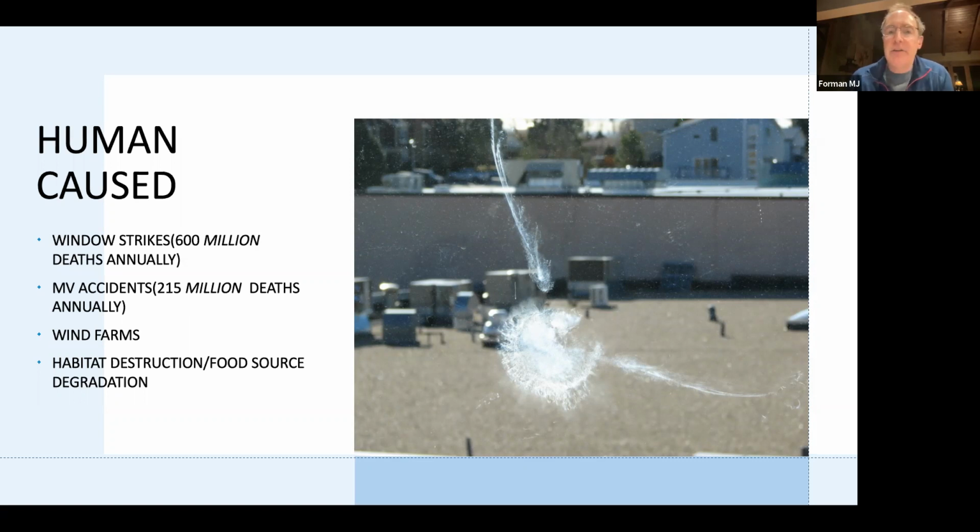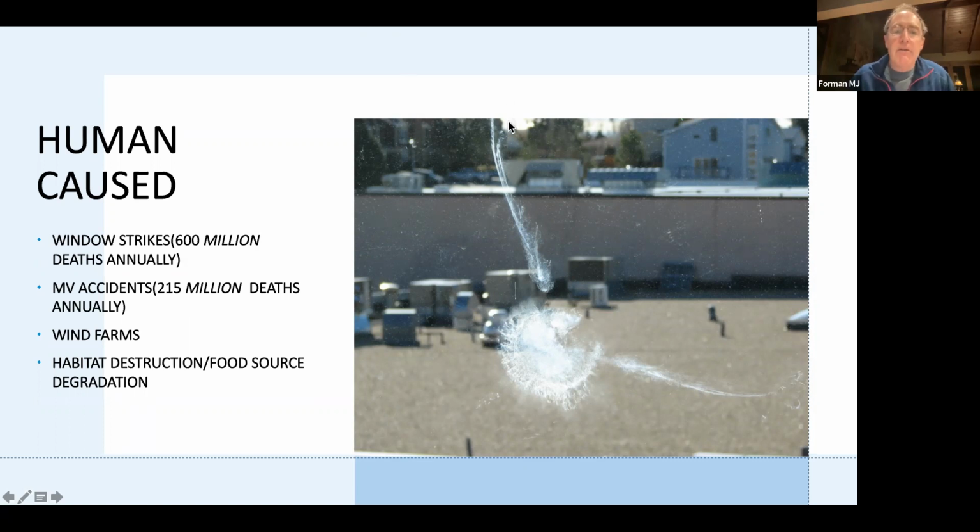So that's a tough issue. From what I understand, it's kind of a cost benefit thing, but here we are, we're all bird lovers, so it is really a tragedy. I think it's very much underreported how many birds die at the hands of wind turbines, wind farms. So the last thing I want to talk about is habitat destruction and food source degradation.